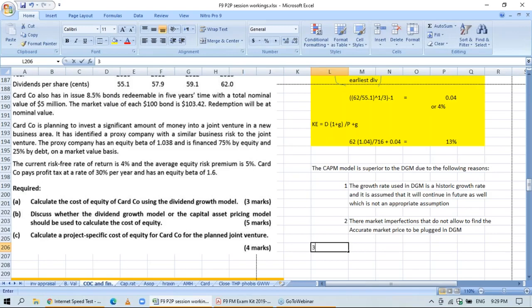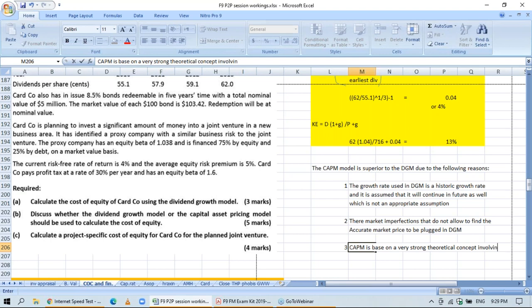And the third point, which is the strength of CAPM, is that CAPM is based on a very strong theoretical concept involving a well diversified market portfolio.